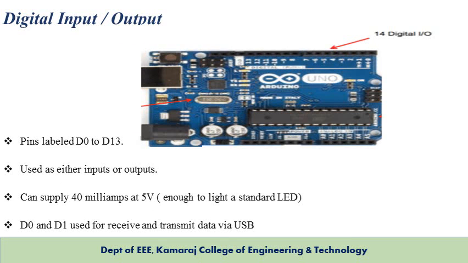Digital inputs and outputs. The Arduino board has 14 digital input and output pins. The pins are labeled as D0 to D13. These pins can be used either as an input or output, and each pin can supply 40 mA at 5 volt, enough to light a standard LED. D0 and D1 pins are also used to receive and transmit data via USB.